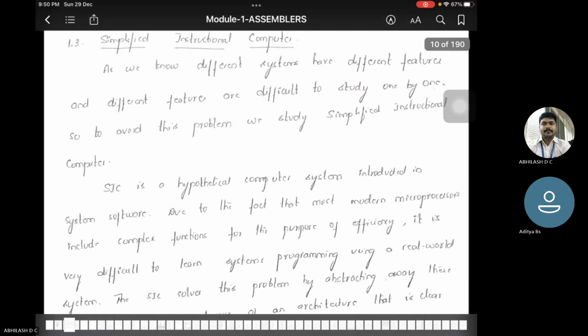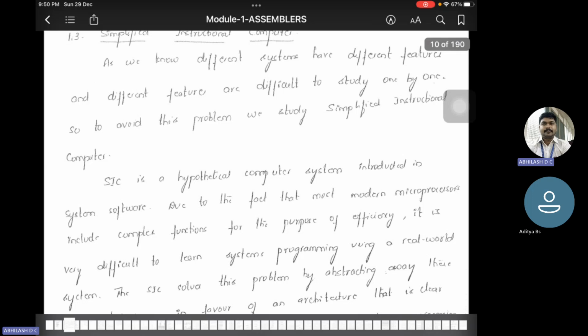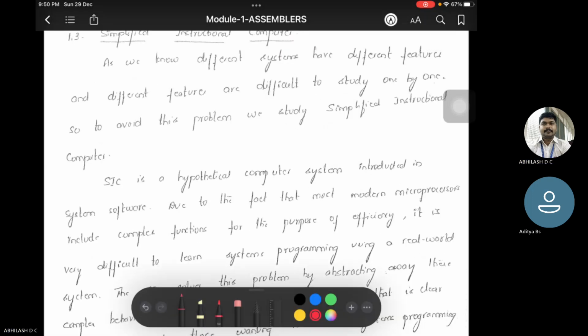Next comes our SIC. As I told you, SIC stands for Simplified Instruction Computer. So what do you mean by simplified instruction computer? Over time, we had many problems, right? It was very difficult to study the architecture. Later, different systems came with different features, right? To avoid the problem, we came with one particular architecture, which was a fixed architecture, where we wanted to maintain a standard. So that's where we have the simplified instruction computer.